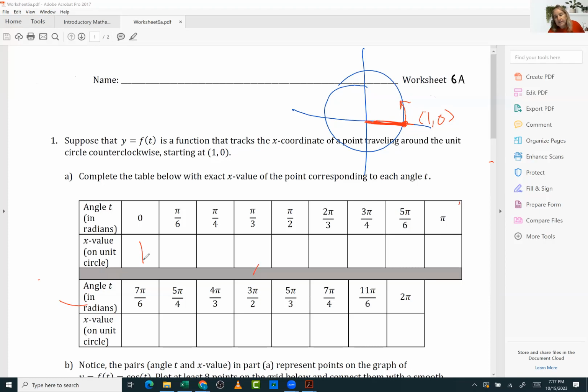And then it's going to pi over 6 in the counterclockwise direction. What's that point? Is it the square root of 3 over 2, comma 1/2? Yes. So the x value is the square root of 3 over 2. And so on. All this is different points on the unit circle that you should know.